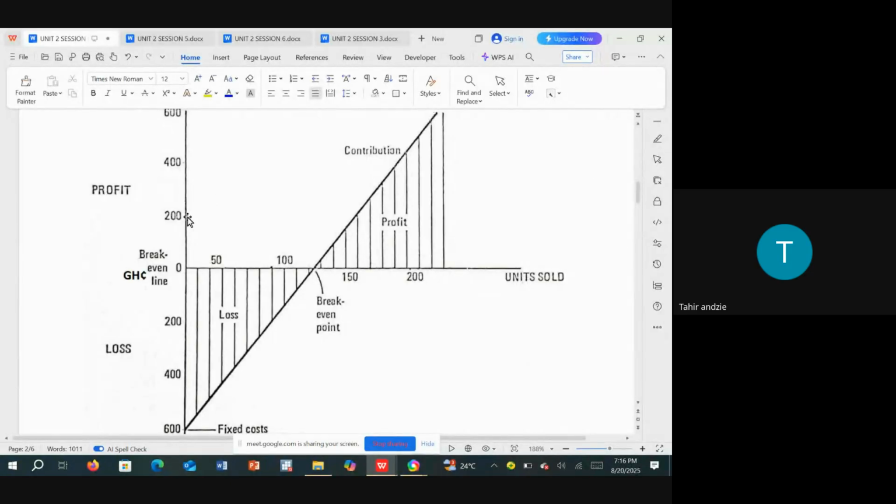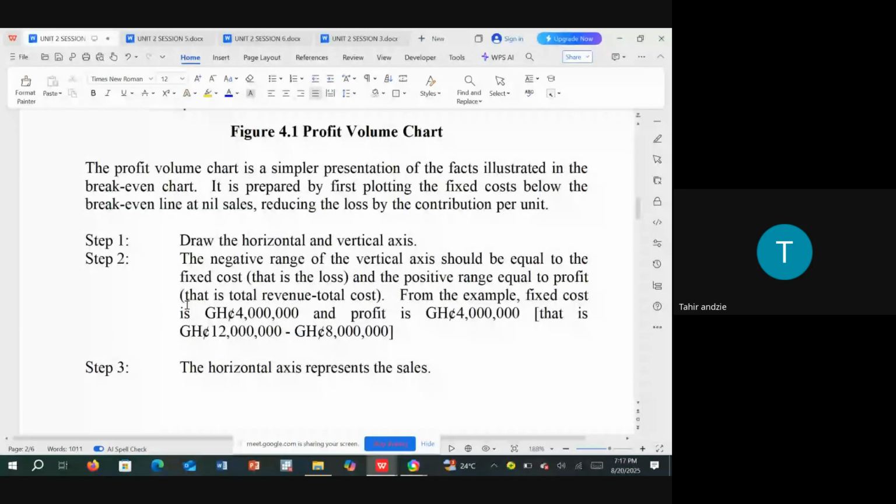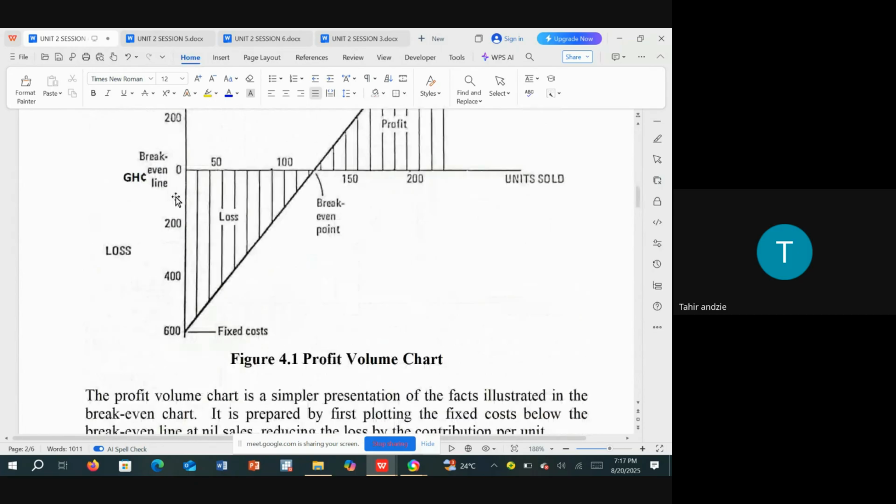Then the vertical axis this time round is going to cover both the negative and the positive side of the vertical axis. Okay, so step 2 is the negative range of the vertical axis should be equal to the fixed cost, that is the loss, and the positive side range equal to the profit, that is the total revenue less total cost. So if you draw the vertical axis, the negative aspect of the vertical axis will end at the maximum fixed cost.